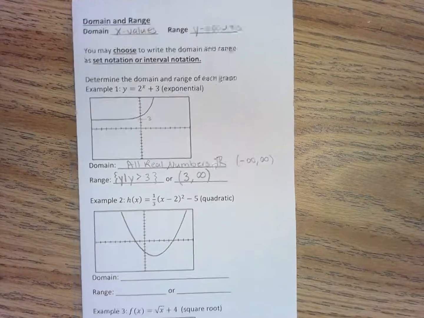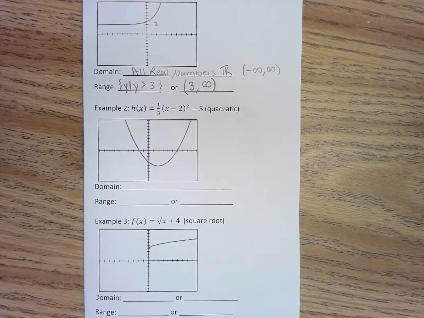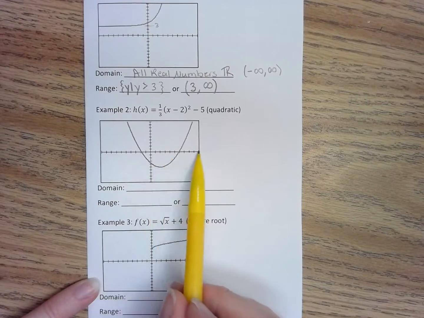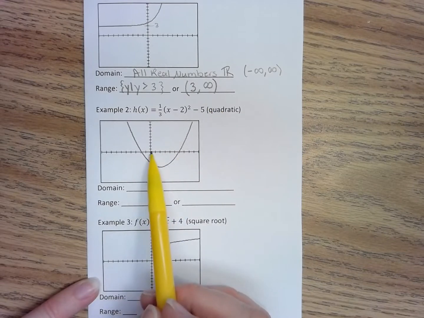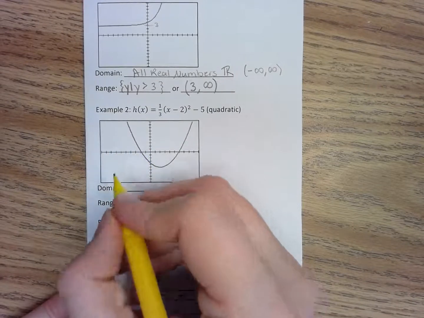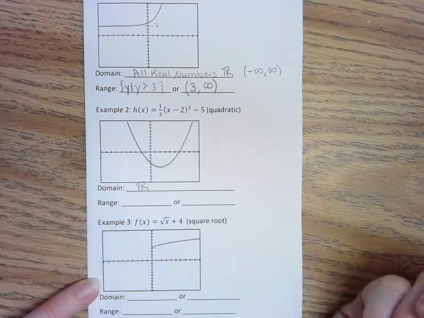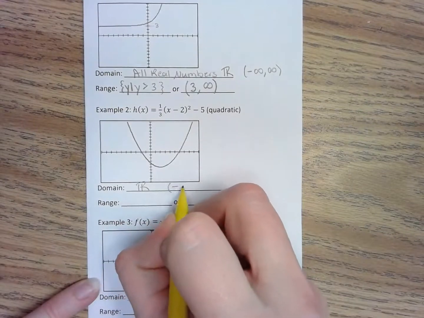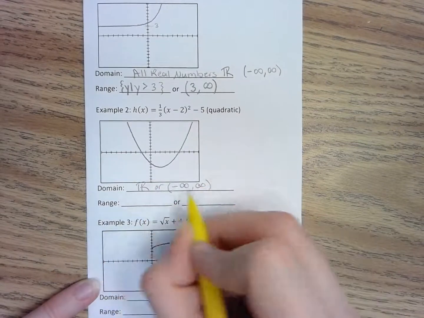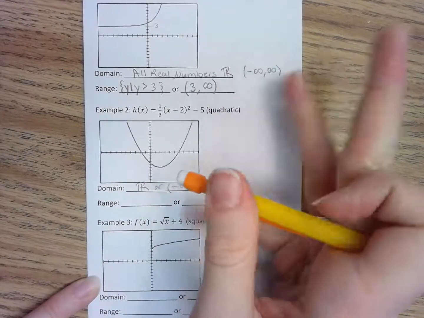Let's look at example 2. Here we have a quadratic function. Again, for quadratics, any x value can be used to make this function work. So we could choose any number along the positive x-axis. As you see, all of those values continue on forever. We could choose any number on the negative part of the x-axis. Again, they continue on and on. So our domain, once again, can be all real numbers for this quadratic, or we could say from negative infinity to infinity. Either one of those would be acceptable.